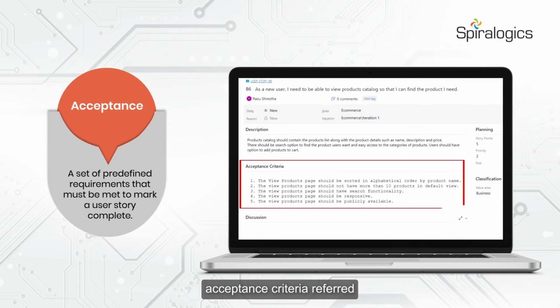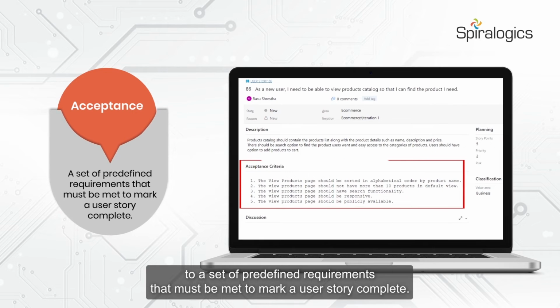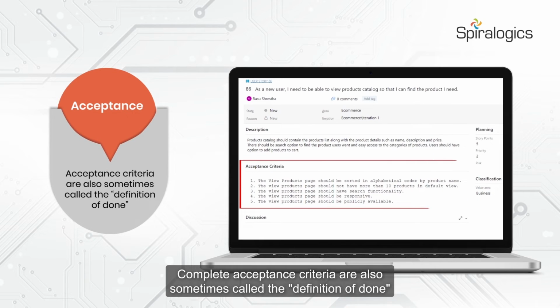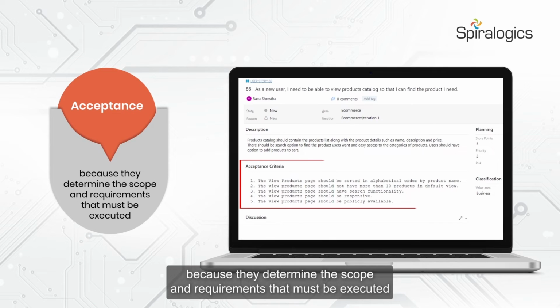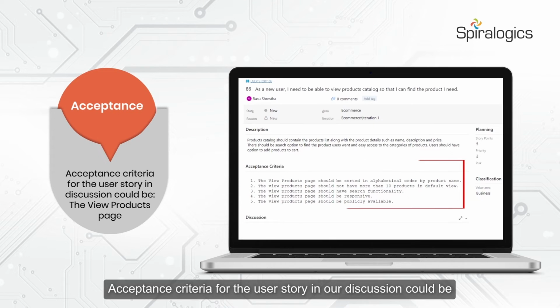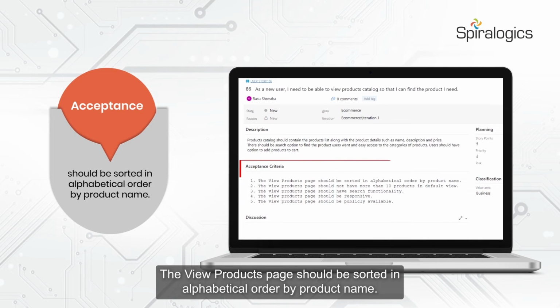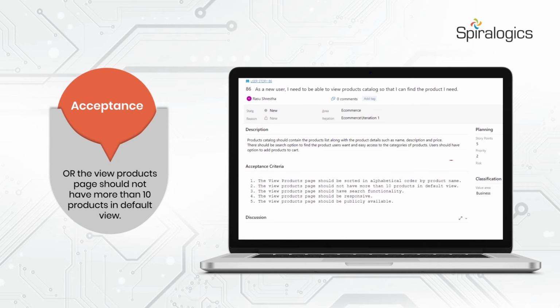Acceptance criteria refer to a set of predefined requirements that must be met to mark a user story complete. Acceptance criteria are also sometimes called the definition of done, because they determine the scope and requirements that must be executed by developers to consider the user story finished. Acceptance criteria for the user story in our discussion could be: the view products page should be sorted in alphabetical order by product name, or the view products page should not have more than 10 products in default view.